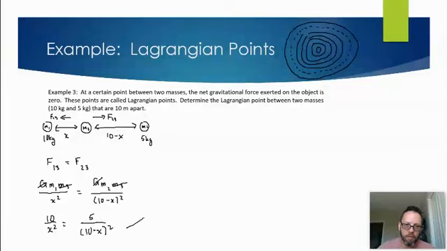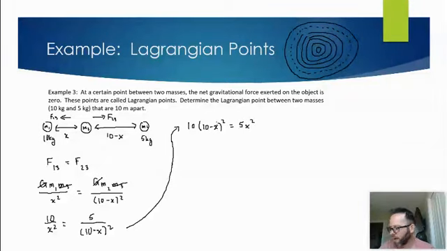I bet a lot of you have solved equations like that before. You may be thinking, how do I do that? The variable's on the bottom. Well, if you just do some cross multiplying, you get 10 times (10 minus x) squared equals 5x squared. Now it looks more like a quadratic equation. And if we were to be smart about this, we can divide both sides by 5 and be left with something a lot easier to solve. So now we're teleported back to grade 10 math.